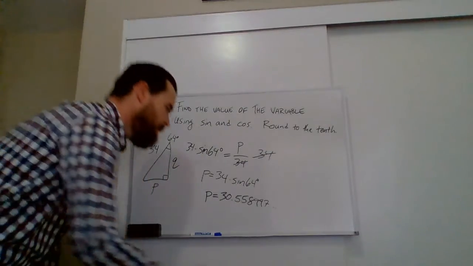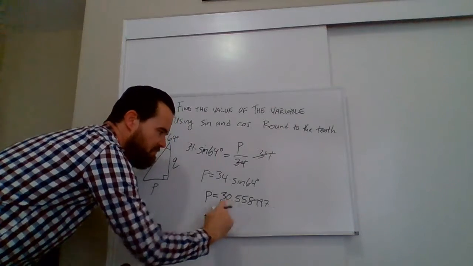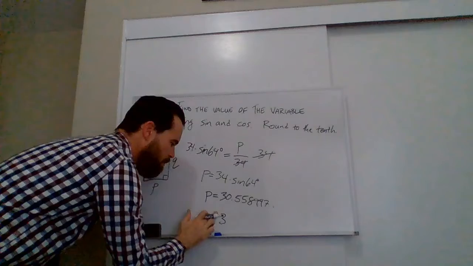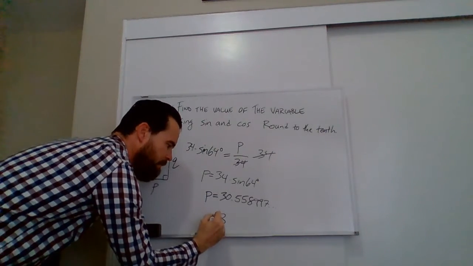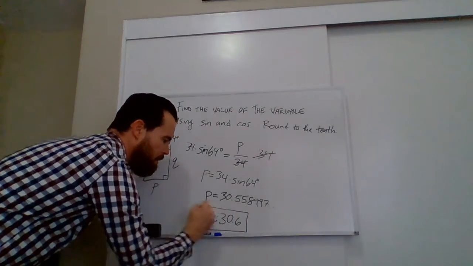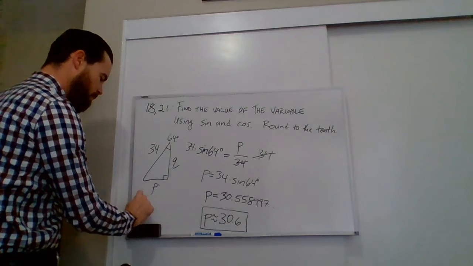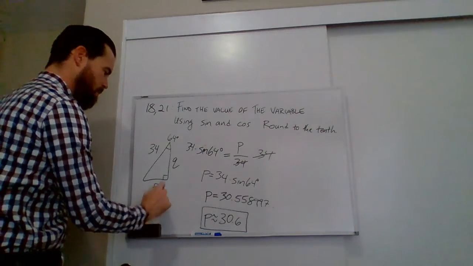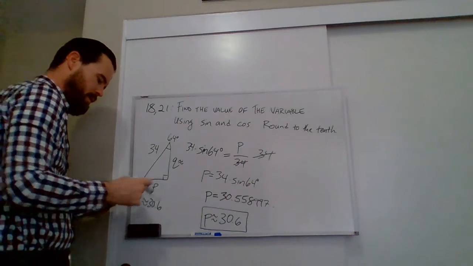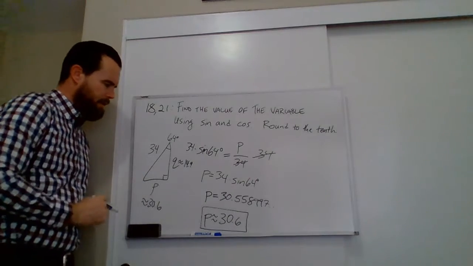Okay, we got to round it to the nearest tenth. Here's our tenths spot, so we look at the one to the right, and it's 5 or above. And this is an approximation now. P is about 30.6, and Q is about 14.9. So does this answer make sense?